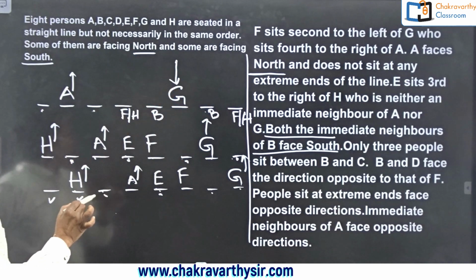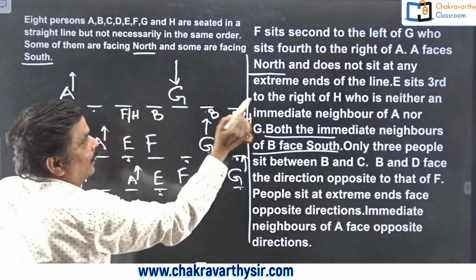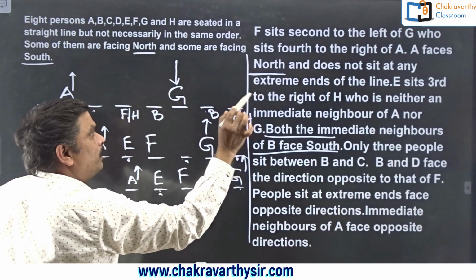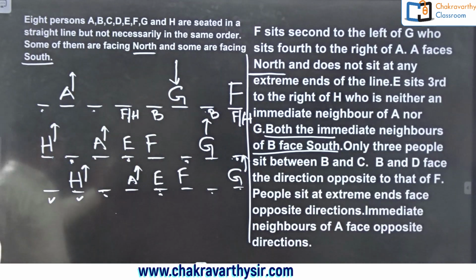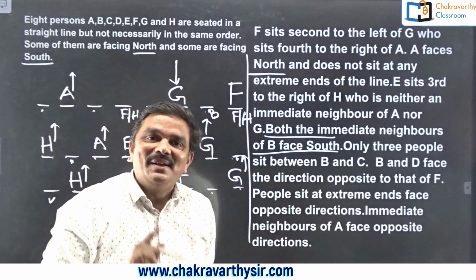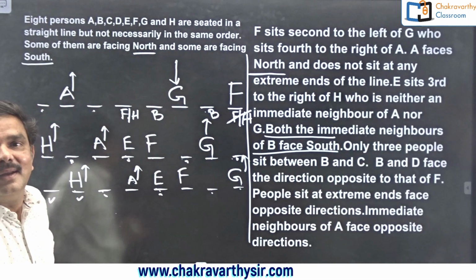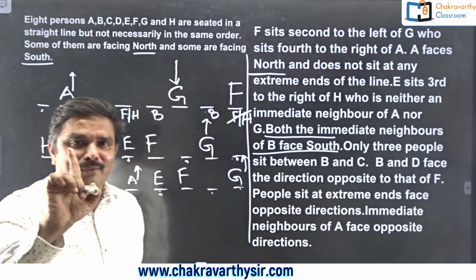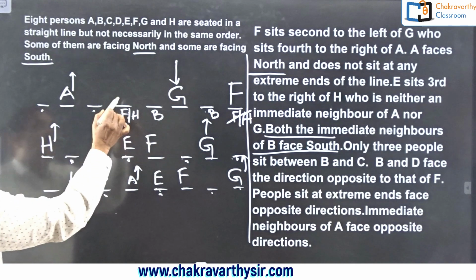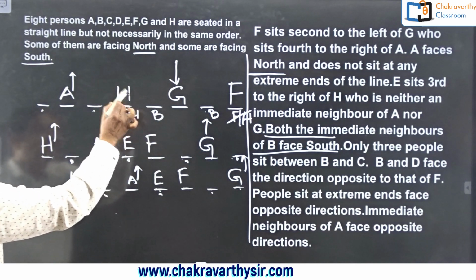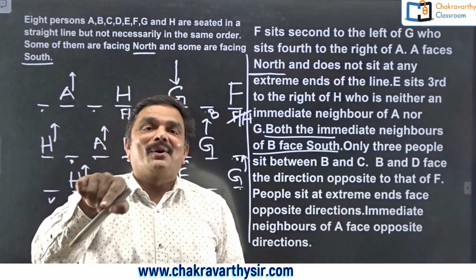For that reason, F sits second to the left of G. G is facing south. This is left. This is right. Now F sits second to the left of G. First, second. This place must be confirmed to F. The story is not over now. Why? When F is confirmed here, H should not be here. When H is not here, only one place left out for H is this one. Now it should be given to H. Got the clarity? Still story is not completed.